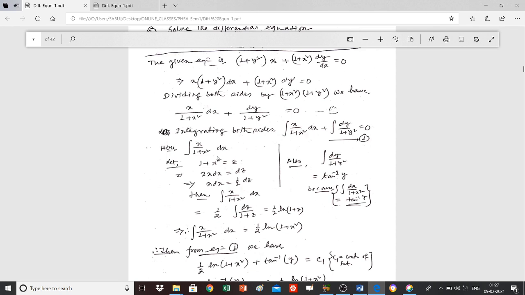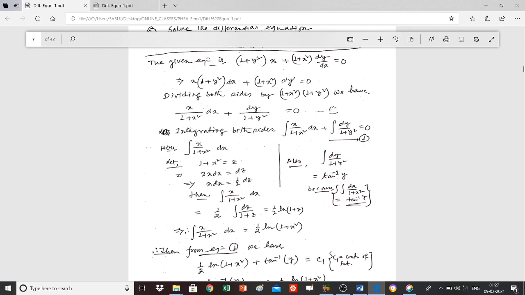Now to calculate the value of this, just omit this one, which is mistakenly written here as 1. Just write x square is equal to z. Be careful here, just omit this one because it is written mistakenly. So take x square is equal to z. Then from here 2x dx is equal to dz, or x dx is equal to half dz.